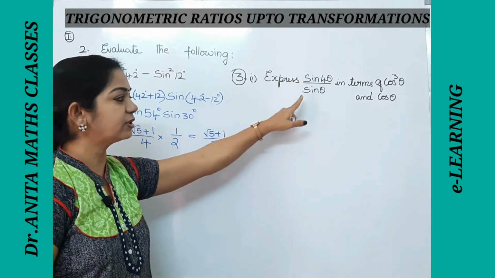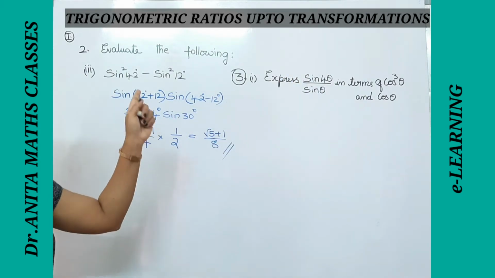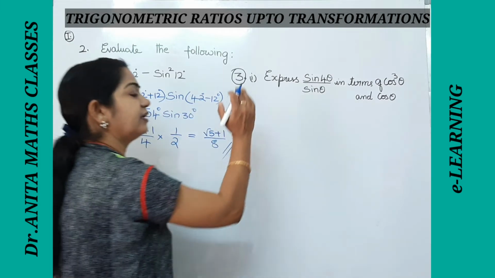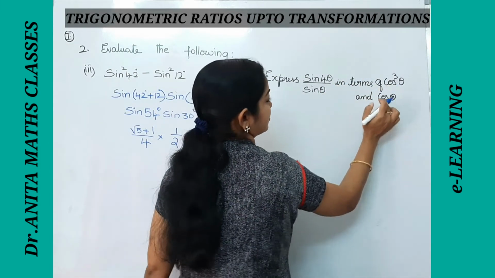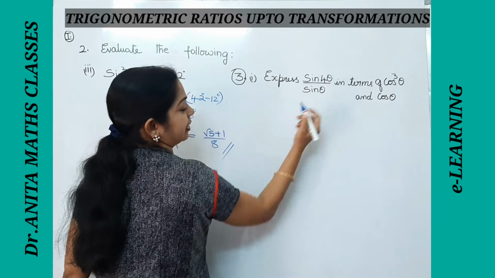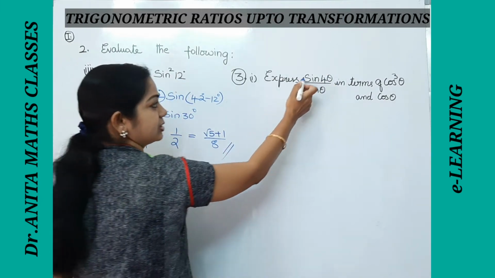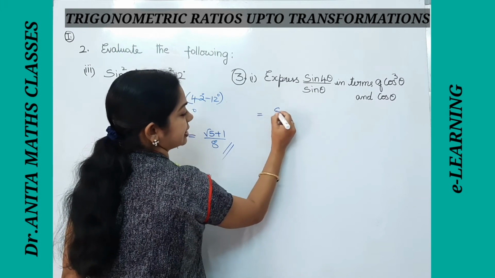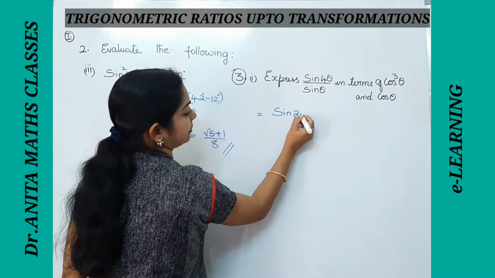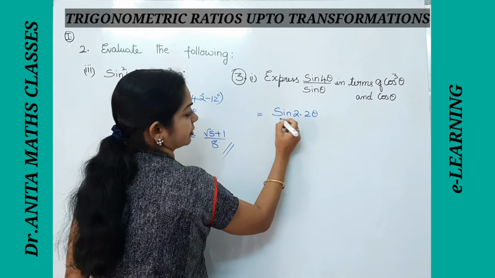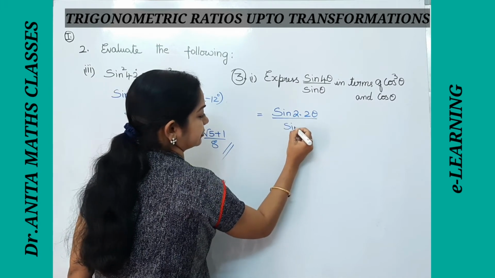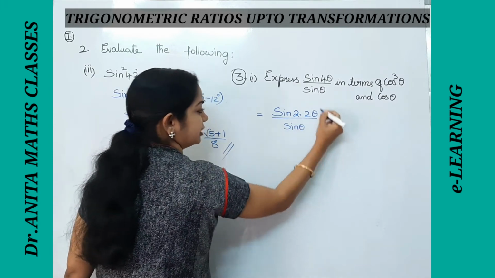Express sine 4 theta by sine theta in terms of cos cube and cos. So we have to shift them into the forms of cos values. Now 4 theta, there is no formula for 4 theta, only 3 theta and 2 theta, isn't it? So we can write this as sine of 2 multiplied by 2 theta, by sine theta. So I'll suppose 2 theta is 1 theta.